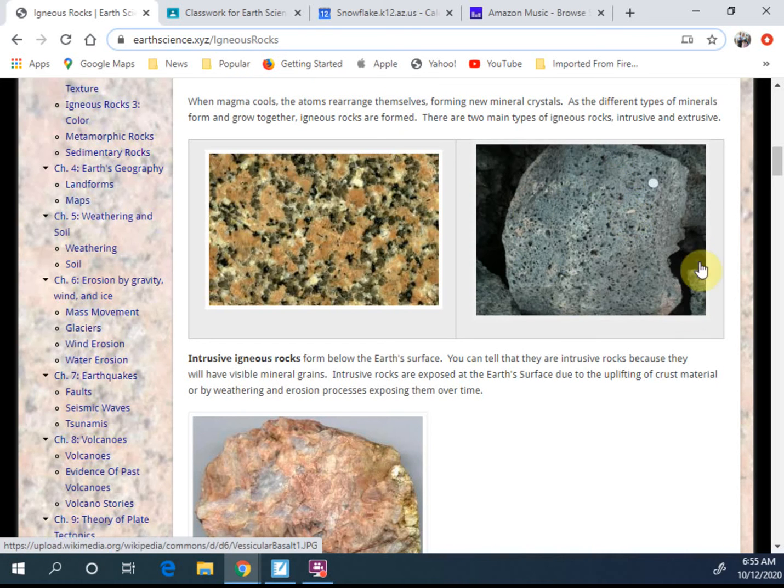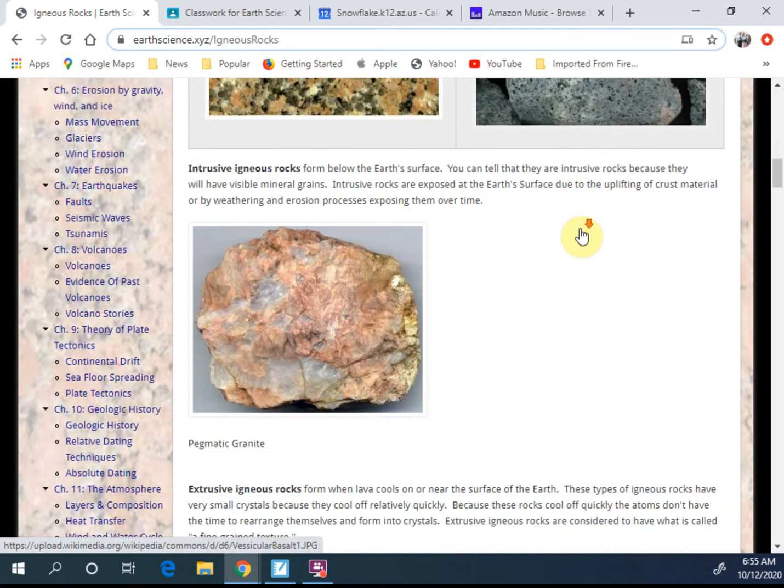This, ladies and gentlemen, is a lava rock, generically speaking. More specifically, a vesicular basalt rock formed on the surface. Notice the lack of crystals. We'll get to that. This one is lots of crystals. That's the difference between intrusive and extrusive.